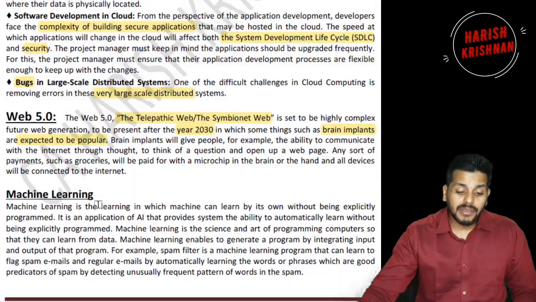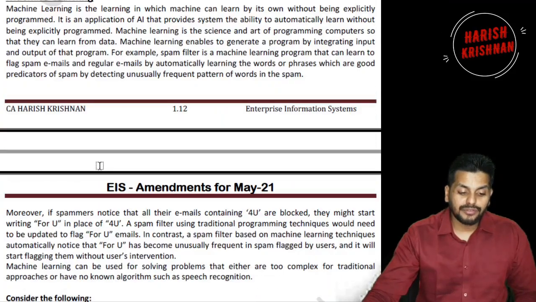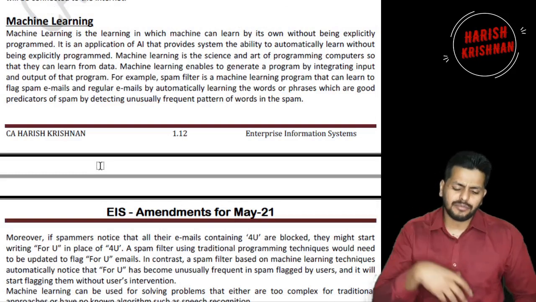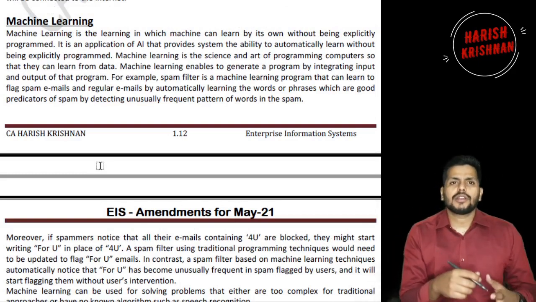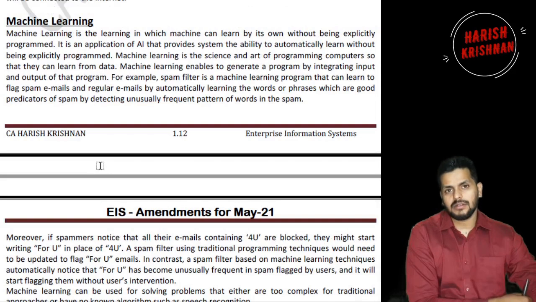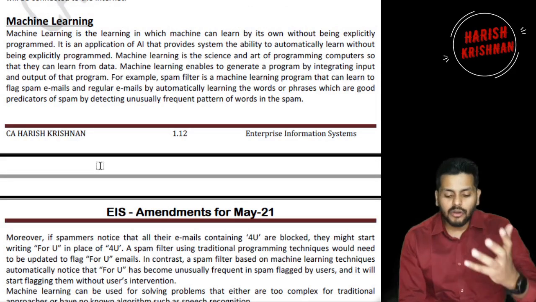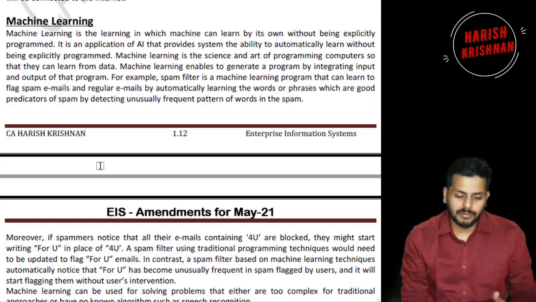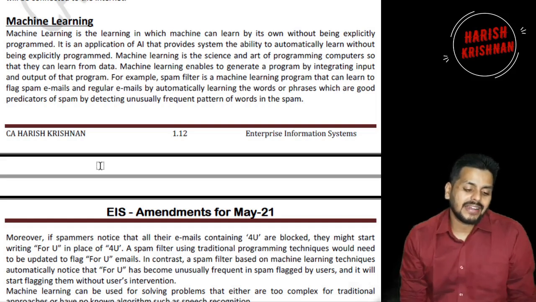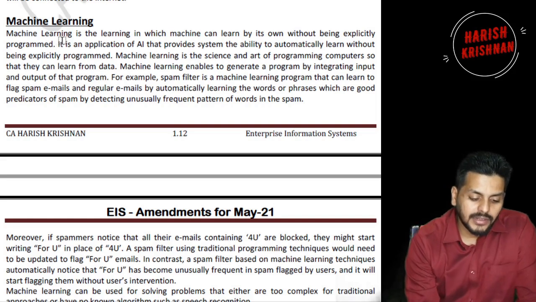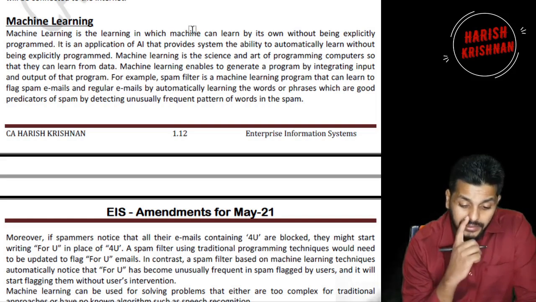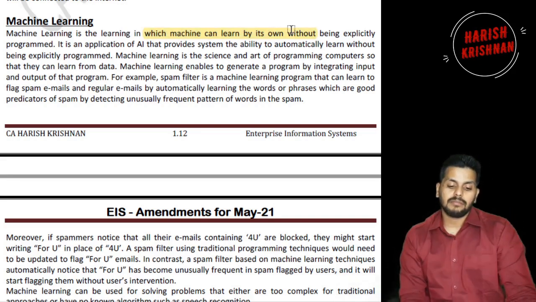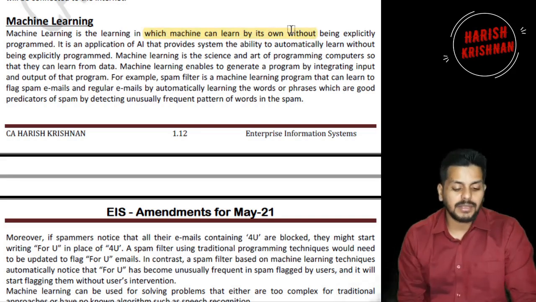Now the last topic where they have made a significant amount of addition is machine learning. Actually, there are only a couple of lines on machine learning right now in your material. In the May 21 material, a little more detail about machine learning has been given, but the concept remains the same. So let's target that and close it. Machine learning is the learning in which a machine can learn on its own. Underline that. A machine can learn on its own without being explicitly programmed.